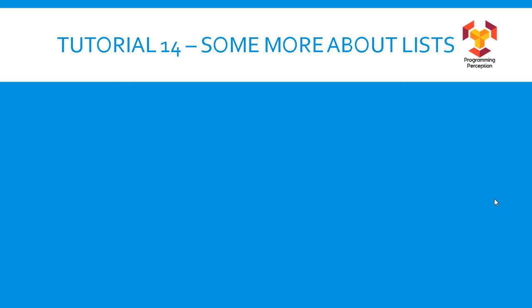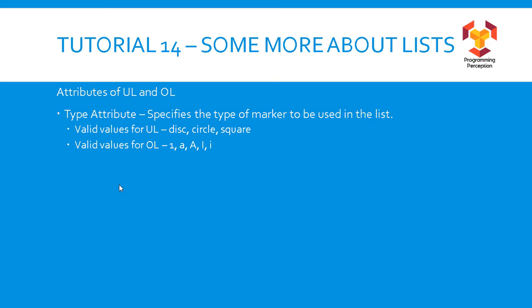In our previous tutorial, we have seen different types of lists that we can create in HTML. So today we are going to discuss a few more important things about lists. Now there are some attributes which are common to both UL and OL tag, like the type attribute. With the help of this attribute, we can specify the type of marker that we want to use with that specific list. The values of this attribute are actually different for both the lists.